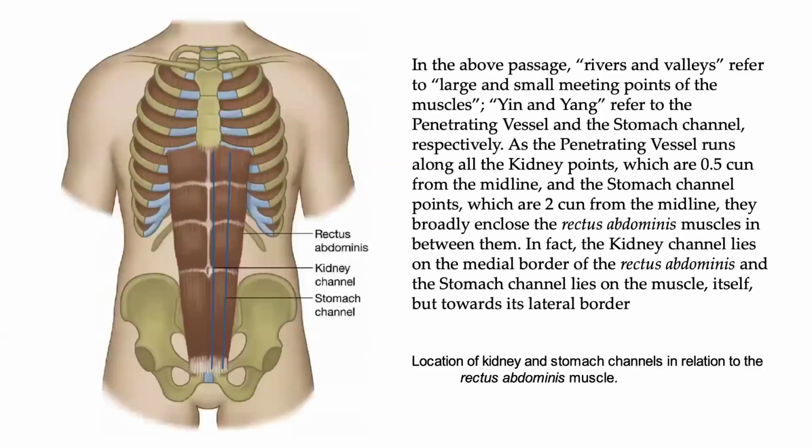In the above passage, rivers and valleys refer to large and small meeting points of the muscles. Yin and yang refer to the penetrating vessel and the stomach channel, respectively. As the penetrating vessel runs along the kidney points, which are 0.5 cun from the midline, and the stomach channel points, which are 2 cun from the midline, they broadly enclose the rectus abdominis muscles in between them. In fact, the kidney channel lies on the medial border of the rectus abdominis, and the stomach channel lies on the muscle itself, but towards its lateral border.